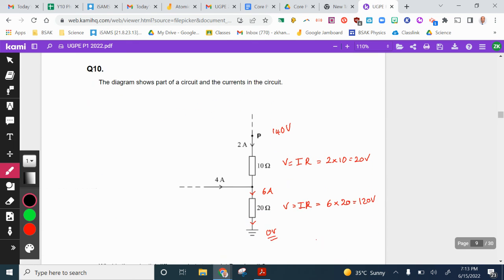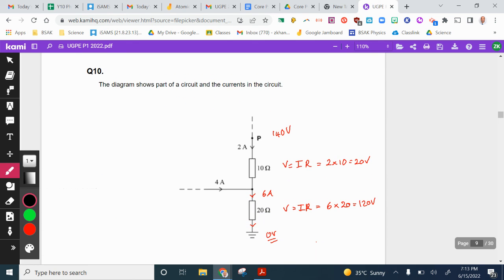So question 10. One of the first things I recognize is I've got a current coming in here to a junction there and a current coming in here to a junction there. We know that when current joins up at a junction, it will add up. So these two incoming currents add up to give you 6 amps going this way. That's the first point to answer this question.